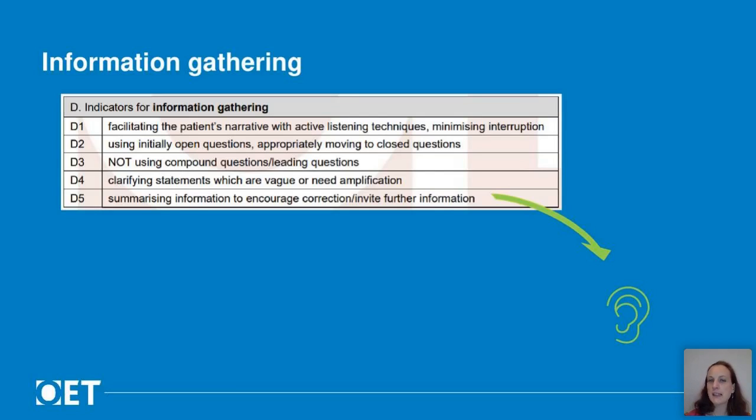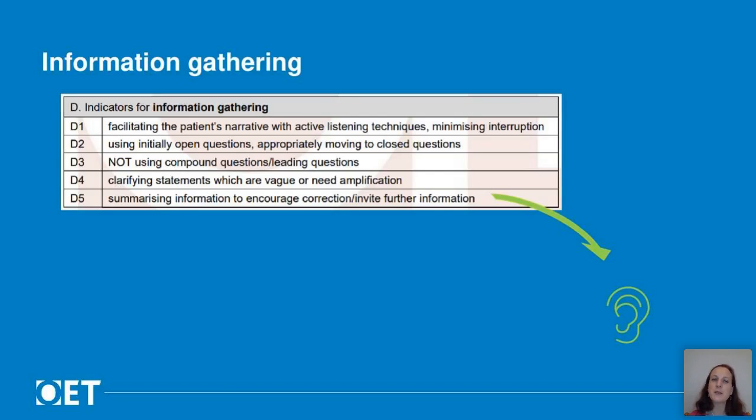It also means avoiding asking compound questions, which means 2 or 3 questions in one go. So, for example, can you tell me about how long you've had these symptoms, how severe they are, and any medications you've tried? Those are 3 separate questions that have all been asked as one, and the patient or carer doesn't know which one to start with. They're quite confused to have so many questions delivered in one go.